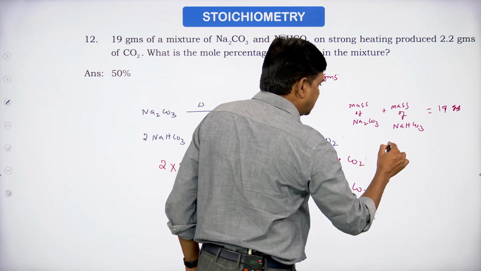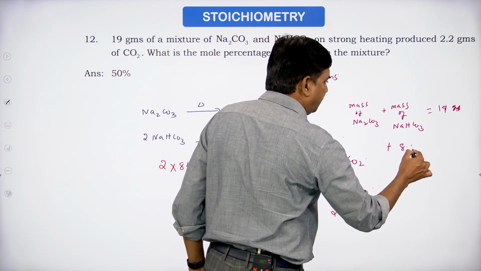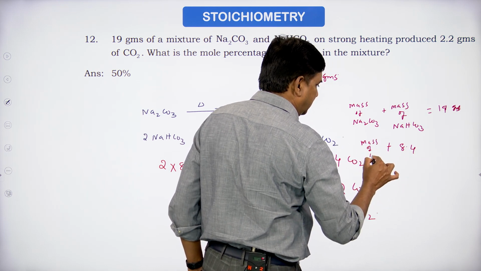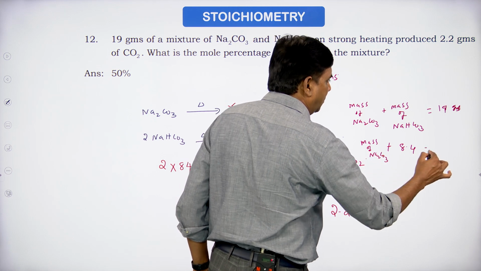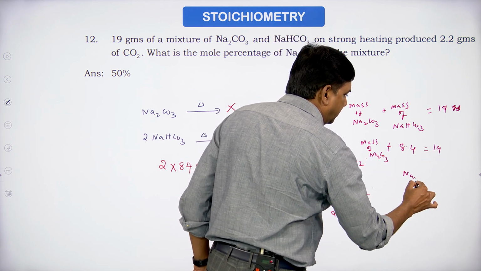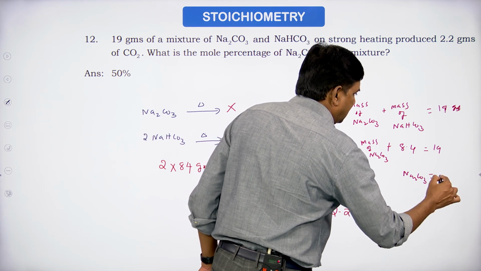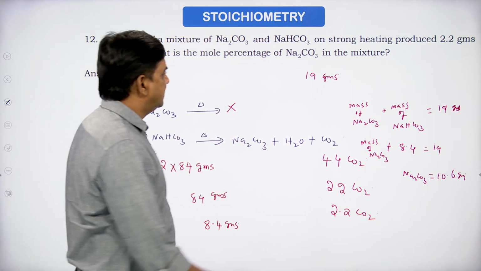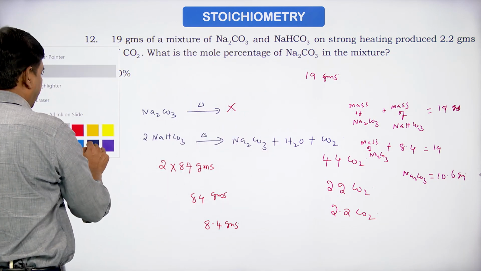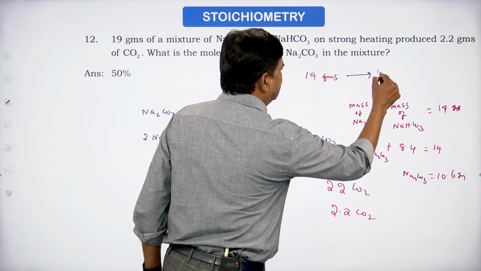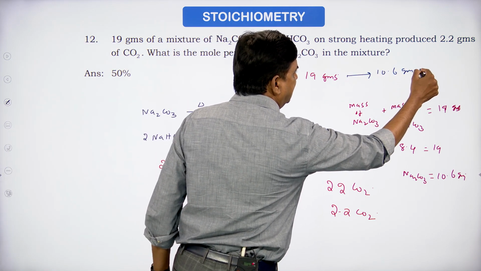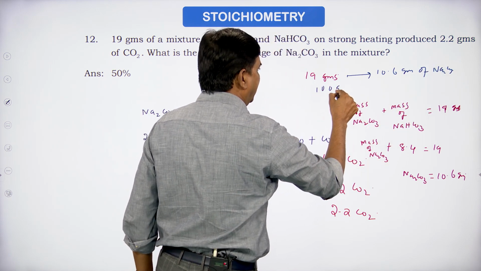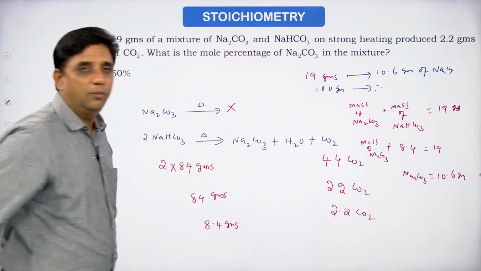We know that this is 8.4, and mass of Na2CO3 plus this is equal to 19. Therefore, Na2CO3 mass is equal to 10.6 grams. So, students, 19 grams will contain 10.6 grams of Na2CO3. Then 100 will contain how much? You do this, you will get the answer.